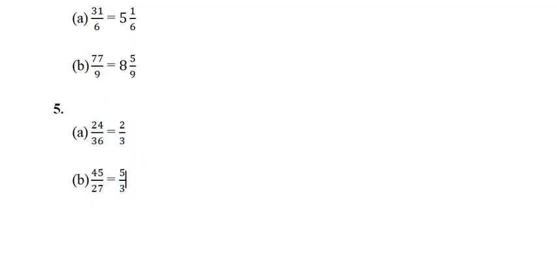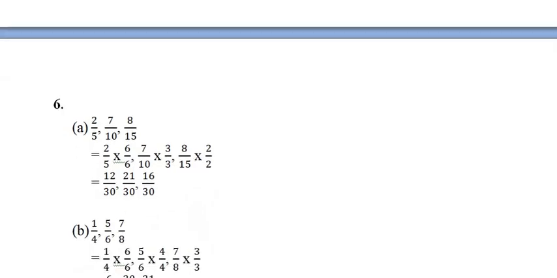Now question number 6. You just have to convert these fractions into like fractions. Let me do it like this, so it will be much clearer to you. You can see out here there are three fractions: 2 by 5, 7 by 10, and 8 by 15. So first write 2 by 5, give some space, then write 7 by 10, give some space again, and then write 8 by 15.